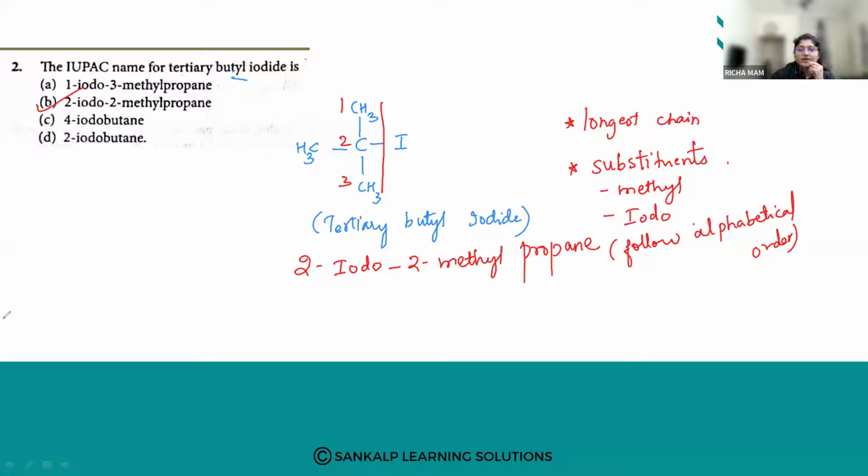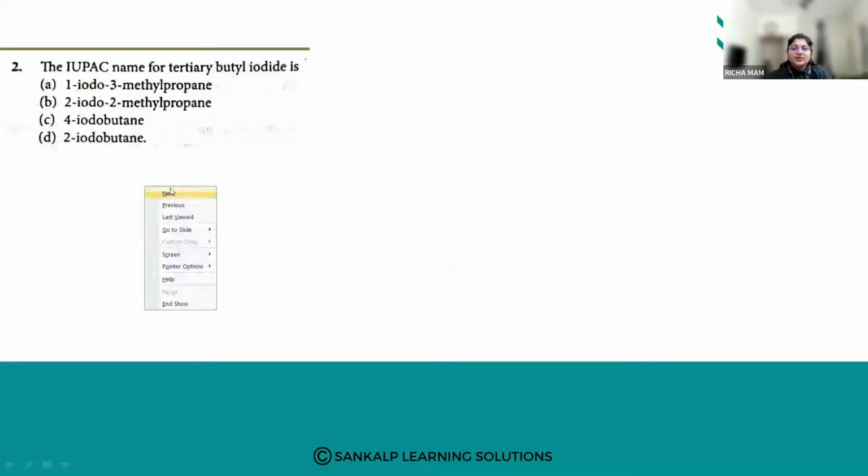Okay, what about others? Others also please try. So these are the steps. First you have to select the longest chain. Second, substituents. When you are looking at the substituents, follow the alphabetical order. One is the methyl substituent, another is the iodo substituent. Which comes first alphabetically? That is iodo. So iodo will have the second position. 2-iodo 2-methyl propane. So option B is the correct answer. Okay, let us go for the next one.